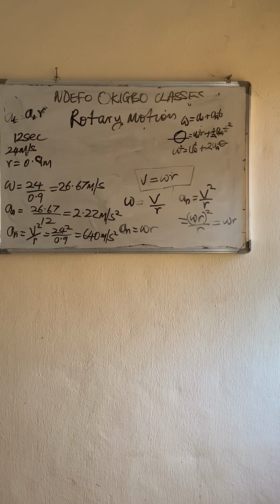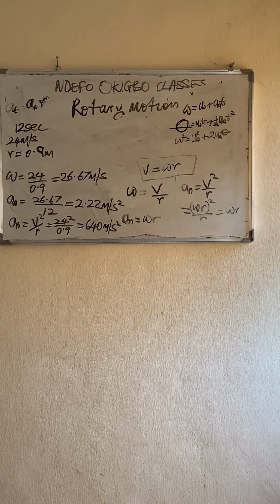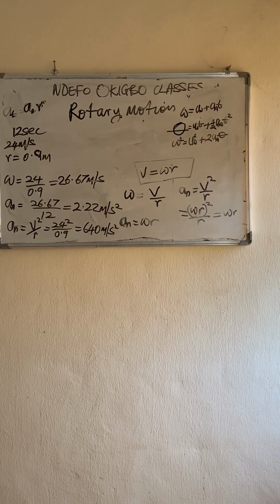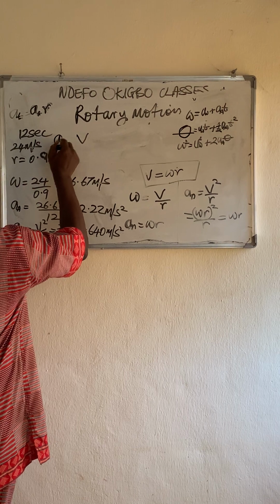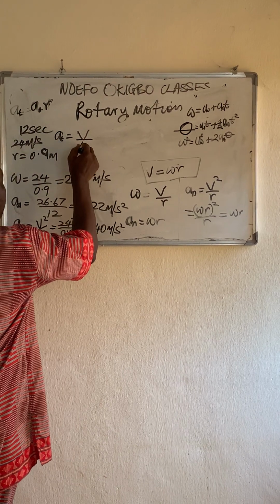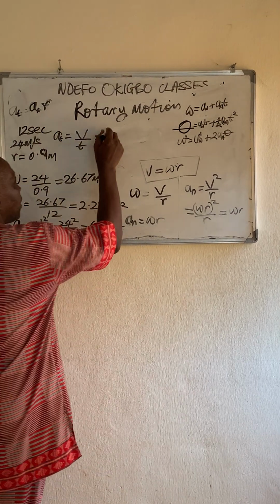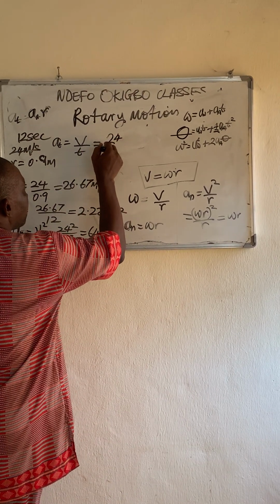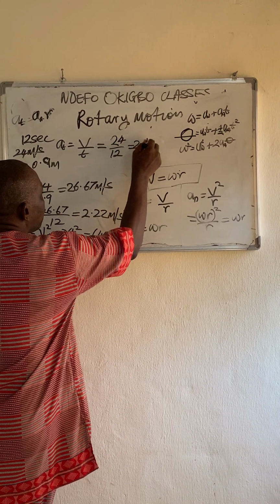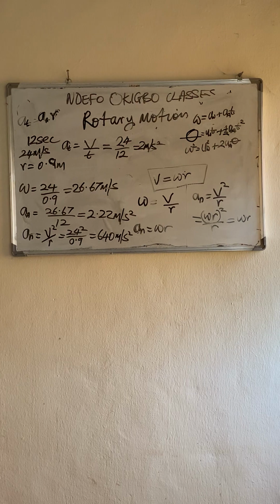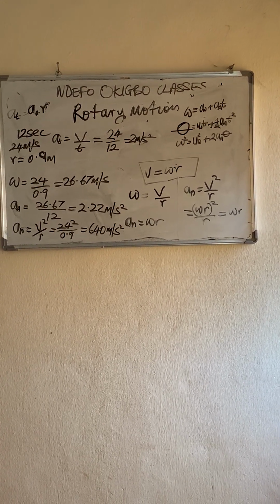Now for the tangential acceleration, the tangential acceleration is equal to velocity over time, which in this case is 24 meters per second over a time of 12, which is equal to 2 meters per second squared. And that is what the question demanded.